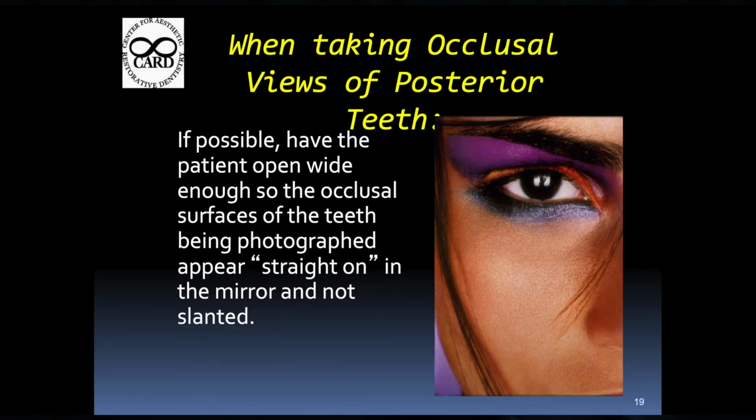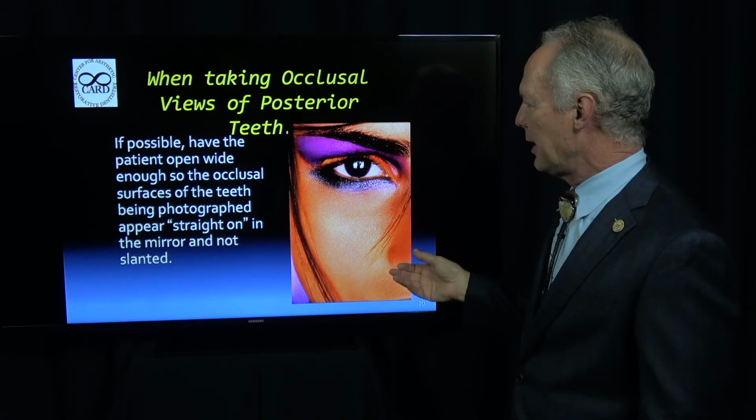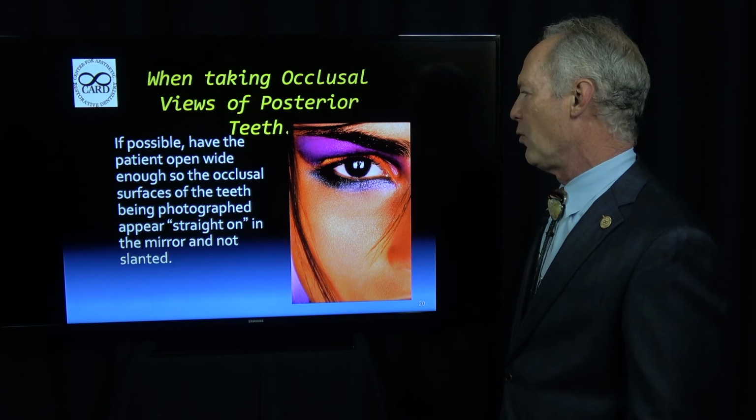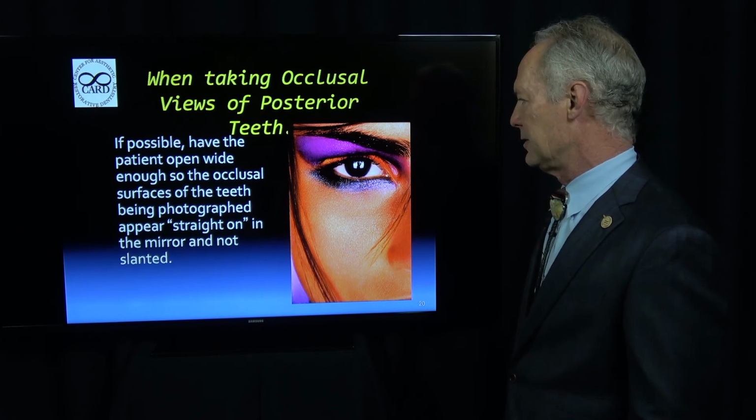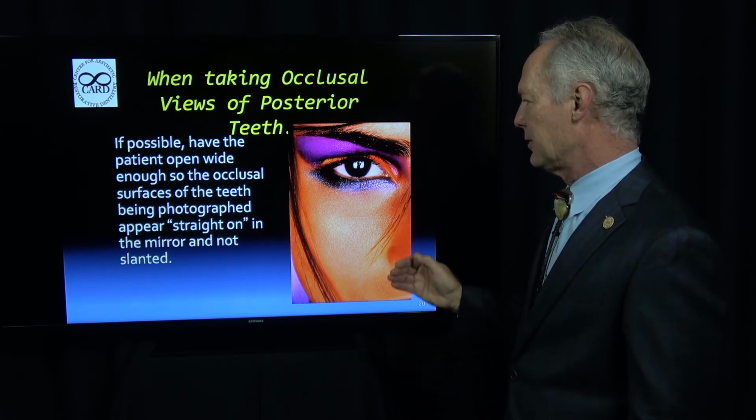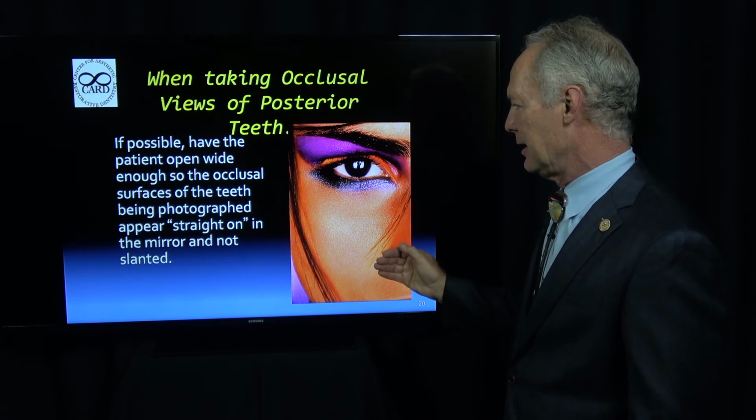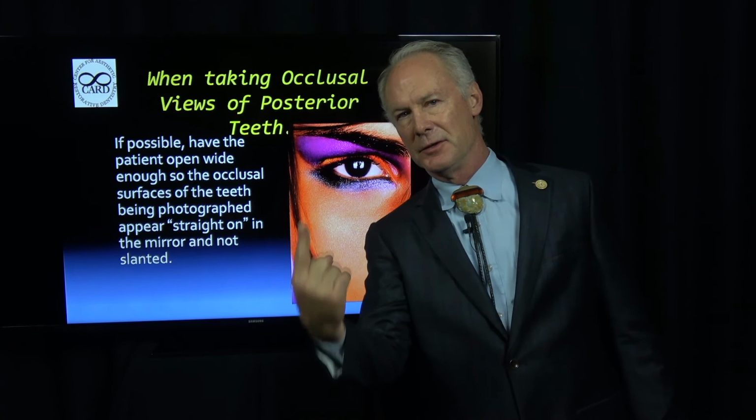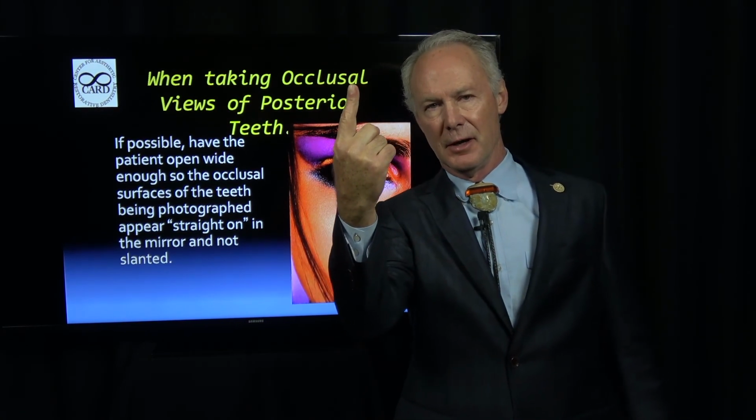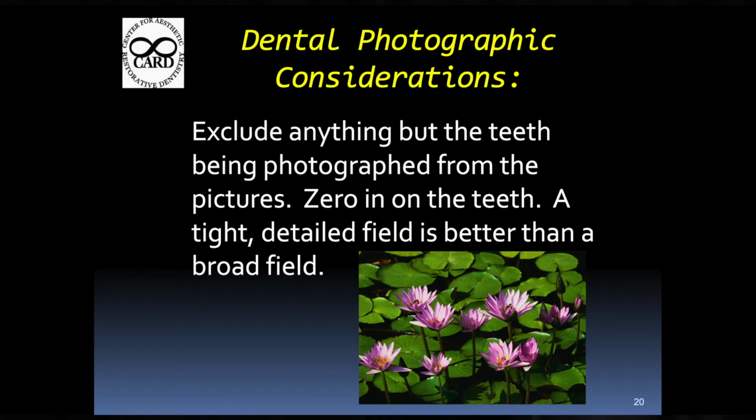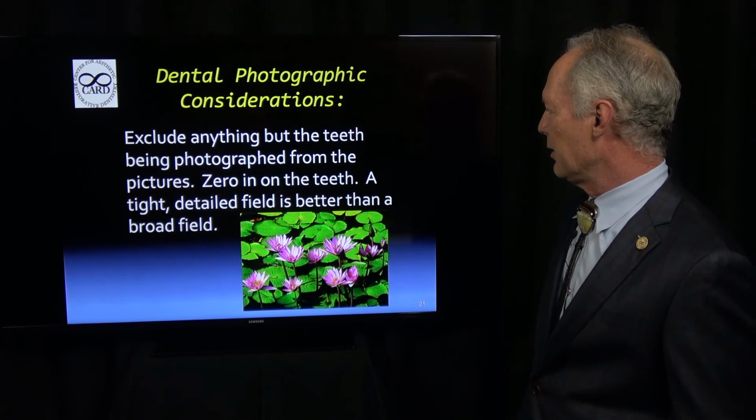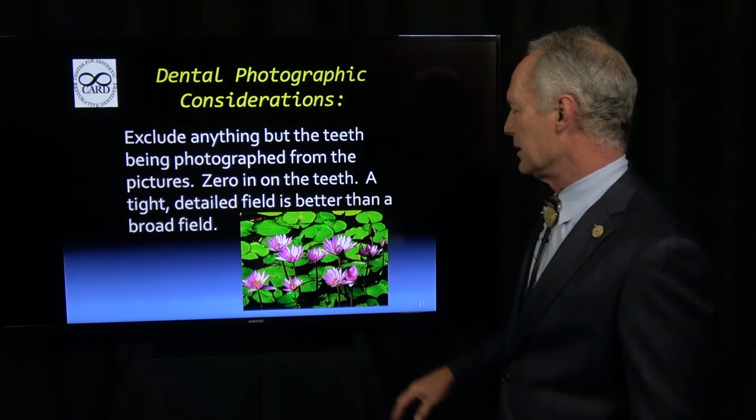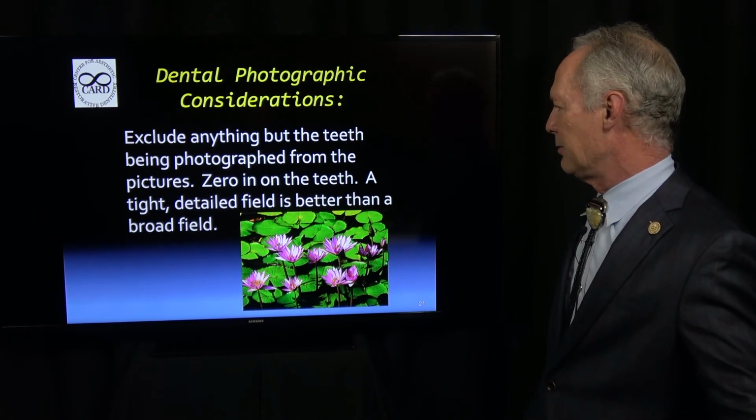So when taking the occlusal view of posterior teeth, if possible, have the patient open wide enough so the occlusal surfaces of the teeth being photographed appear straight on in the mirror and not slanted. In other words, you want the lens of the camera to be parallel to the long axis of the teeth. Exclude anything but the teeth being photographed from the pictures. Zero in on the teeth. A tight, detailed field is better than a broad field.